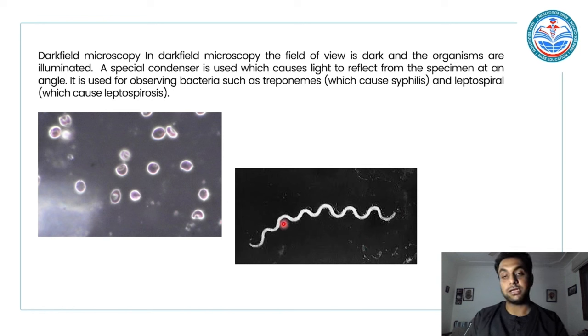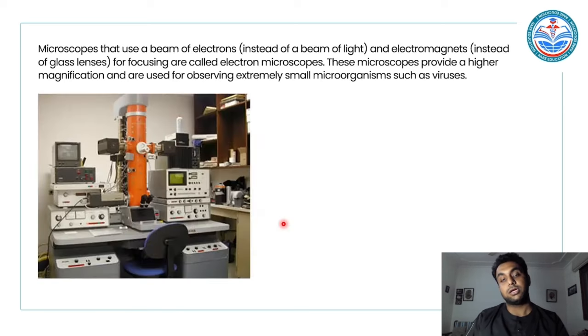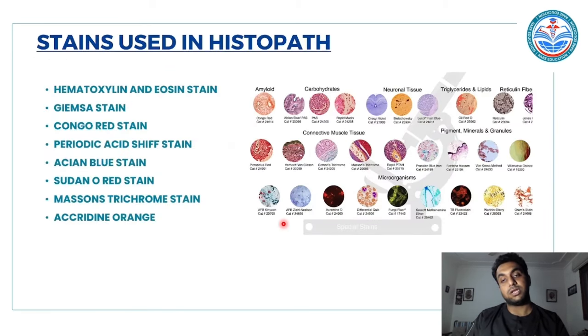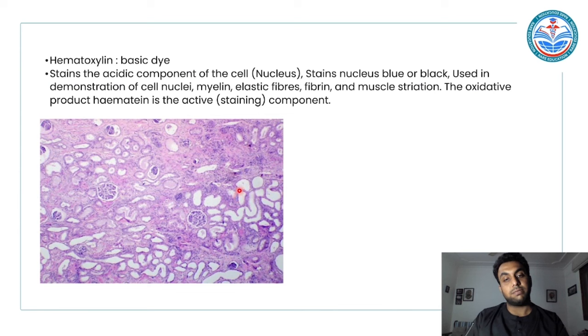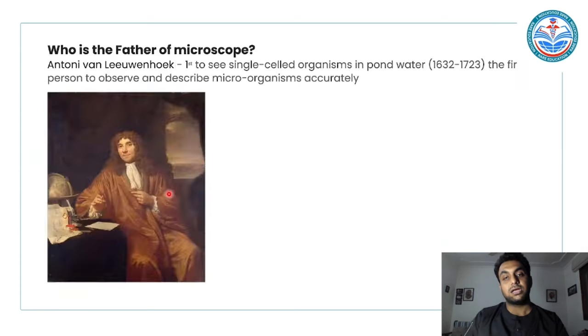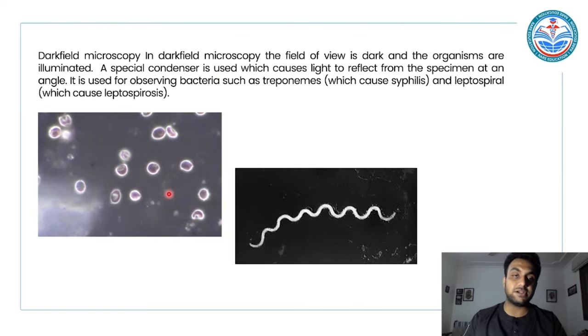How is this happening? Let me show you a normal image. Normally, an image looks like this. The background is white and the cells are colored. But here, something different is happening. The background is all dark, but the cell has the color. Now, how is that happening? This is called dark field microscopy, a special kind of light microscopy that we use in the labs for special organisms.